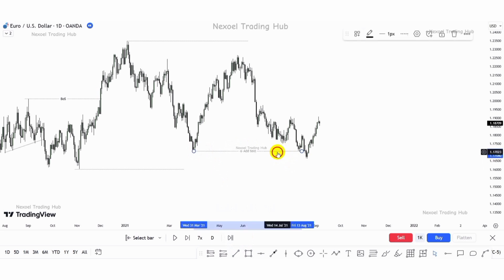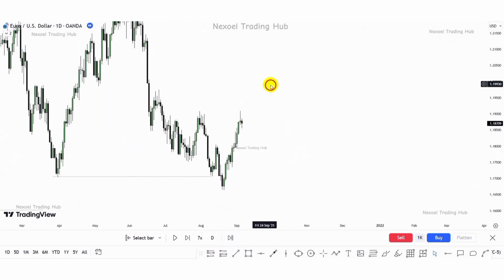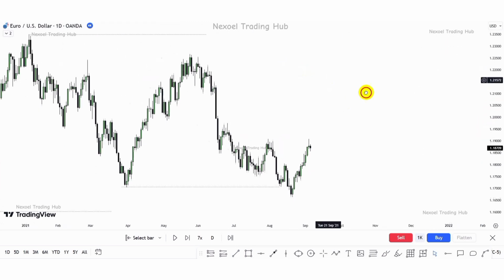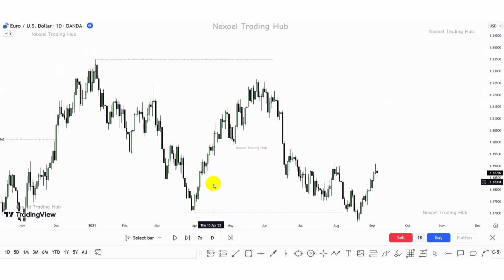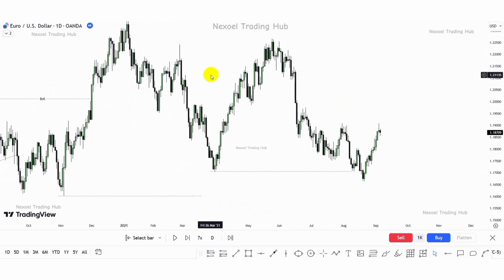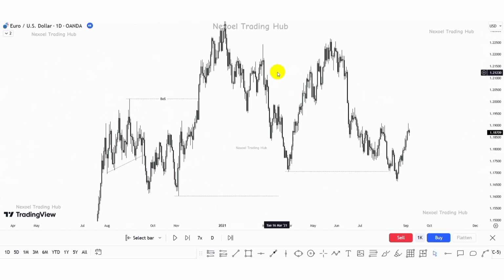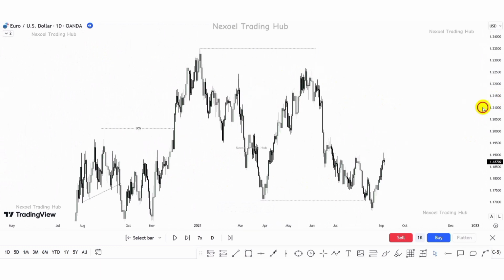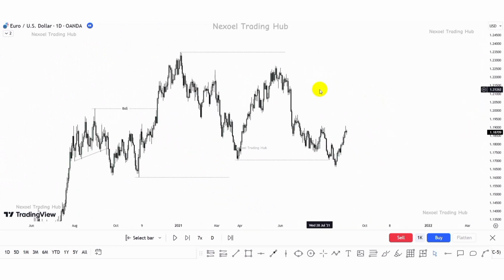Let me put it very well. We can see that it failed to take out this high point. Price took out the low point, and we can see this candle body closed below. So now, if you want to expect a market structure shift, you want to hold the possibility of price having to break this other swing low.